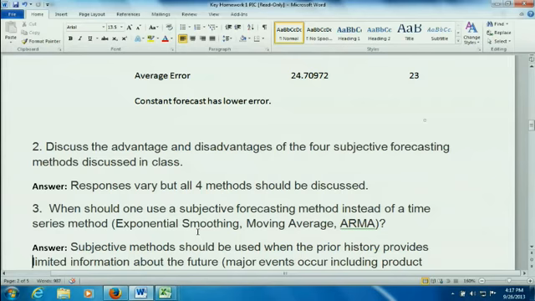Delphi method and jury of expert opinion. Jury of expert opinion, just ask a bunch of experts. They don't re-estimate their forecast. Delphi method is very effective, but it's very time-consuming. I get the experts in a room, ask a question, and then give them feedback about the answer, such as the average value of the forecast, right? And then make them reevaluate in regards to that answer.